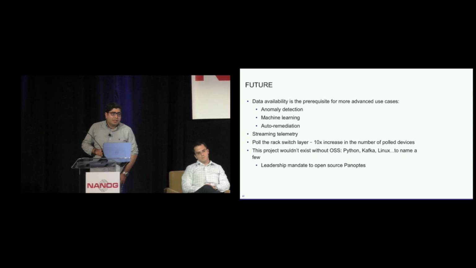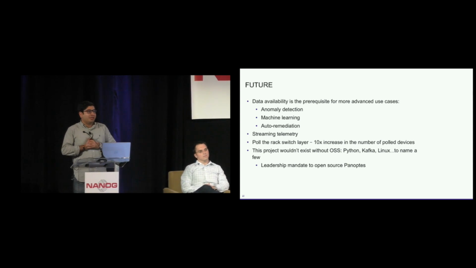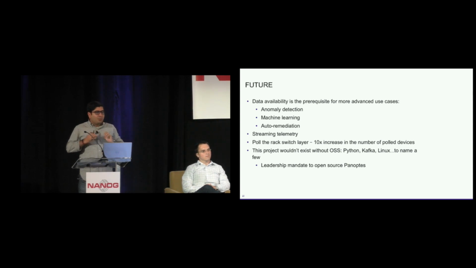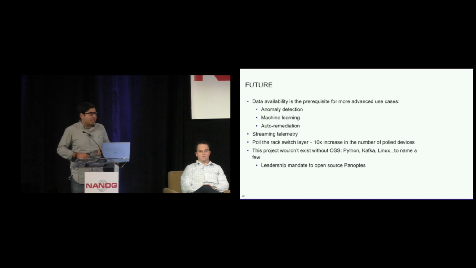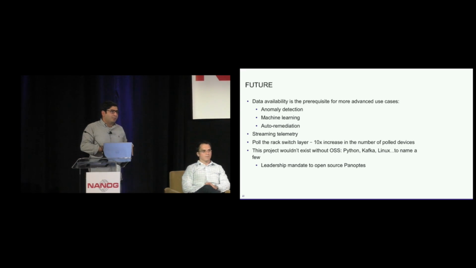In terms of coverage within Yahoo, we would be extending Panoptes to poll all the rack switches. This will be an order of magnitude increase in the number of devices we poll, though only about a 3x increase in the number of metrics we generate. And the reason for that is that the current set of devices we poll actually covers a large surface area of Yahoo's network.